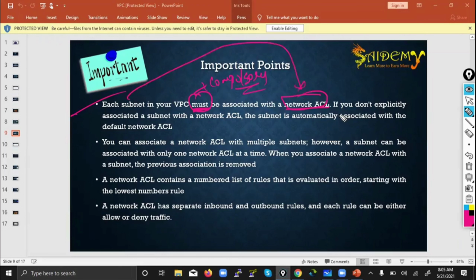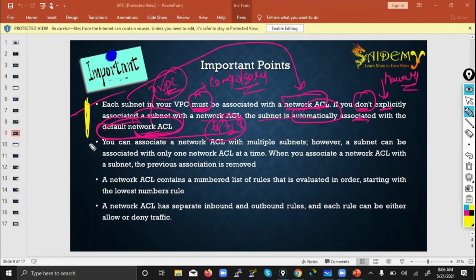And then what they're saying is a condition: if you don't explicitly, meaning manually, associate a subnet with any NACL, the subnet is automatically associated with the default NACL. That's what I said. If you create 6 or 7 or 8 subnets and you did not manually attach them to any other NACL, by default they will be attached to the default NACL. Default NACL means the one which got created along with the VPC. Right? Any doubt on this point, anyone?